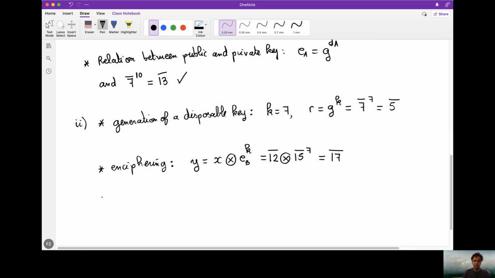Okay, so once you have these two, the message received by Bernard is in total the disposable key 5 and the ciphered message 17. Okay.